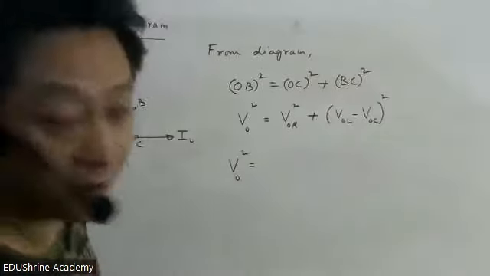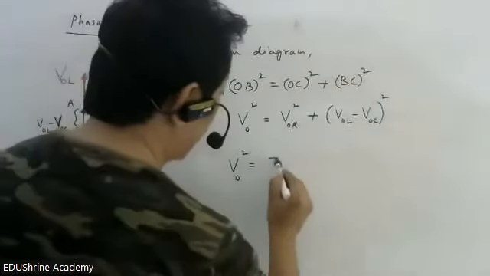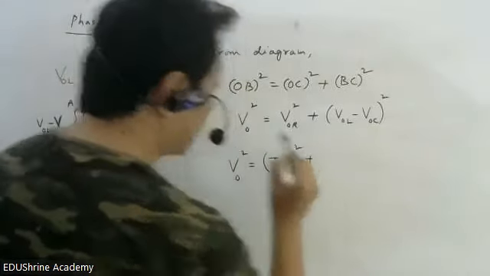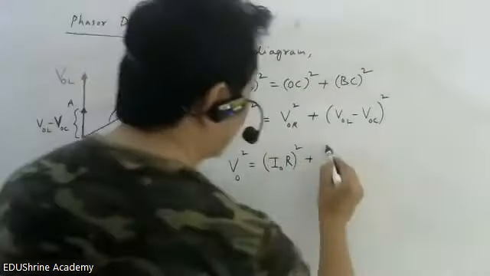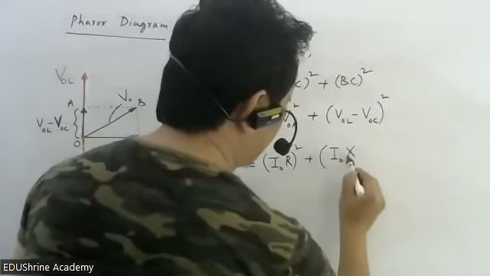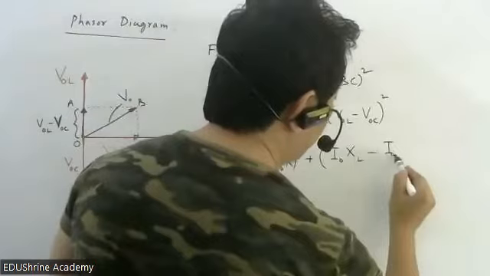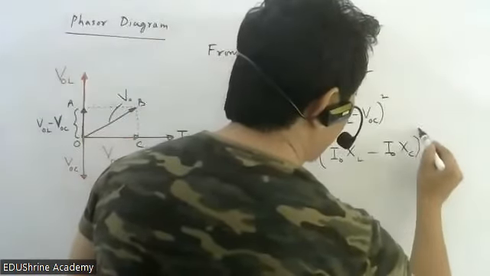In terms of current, V naught R was what? I naught into R. V naught L was what? I naught into XL. V naught C was what? I naught into XC, whole square.